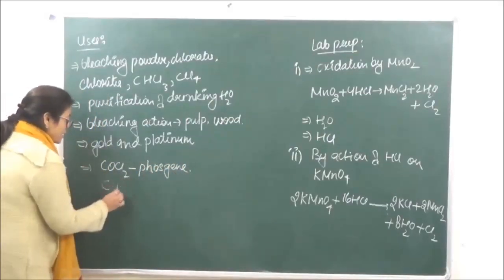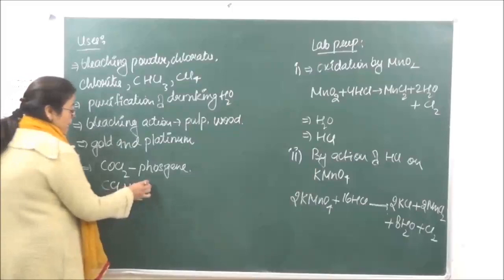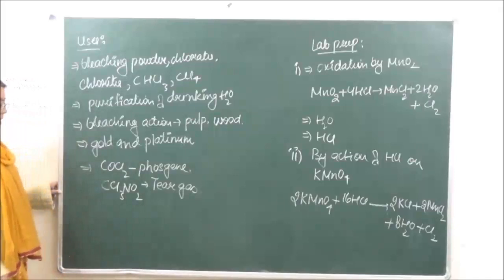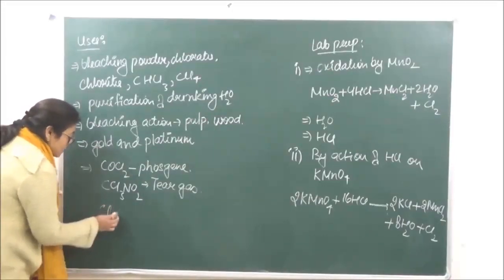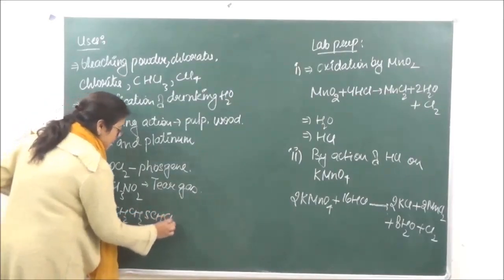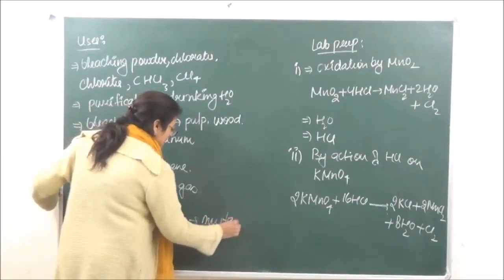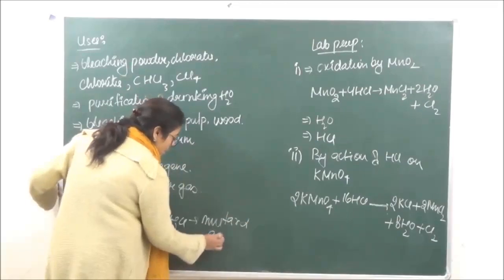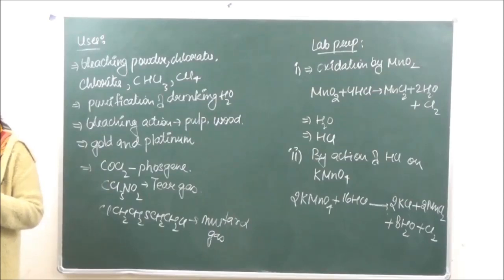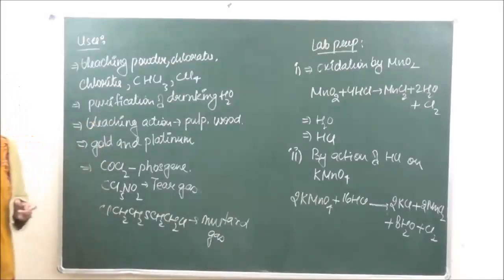right? Then we have CCl3NO2, this is known as tear gas. And then we have mustard gas, right? Now these uses are done, so let's go on to the manufacture of chlorine.